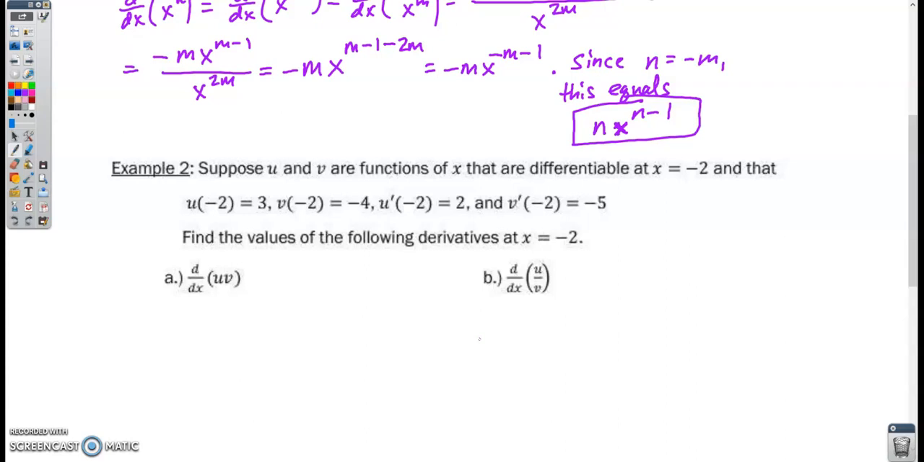Alright everybody, welcome back. This is going to be the third and final video for section 9 of unit 2 of AP Calculus, the quotient rule. And what we're going to do in this video is look at one last example.